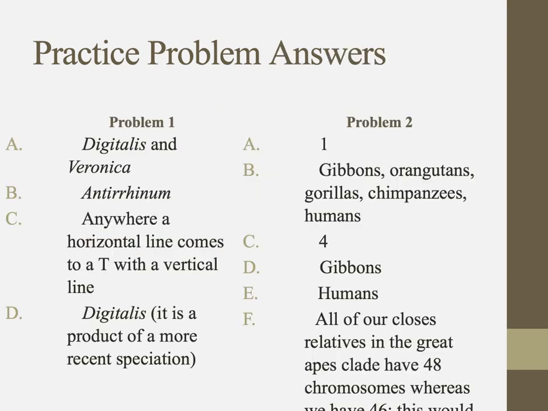And I hope you're getting the hang of cladistics, and that'll do it for chapter 5.4.